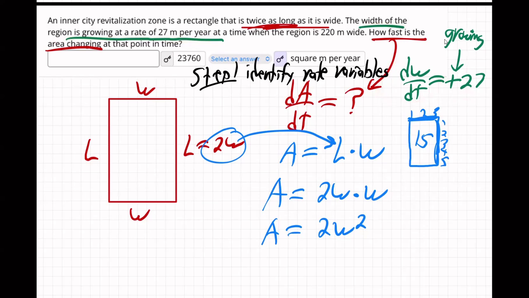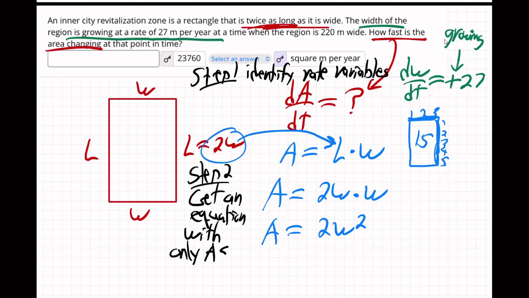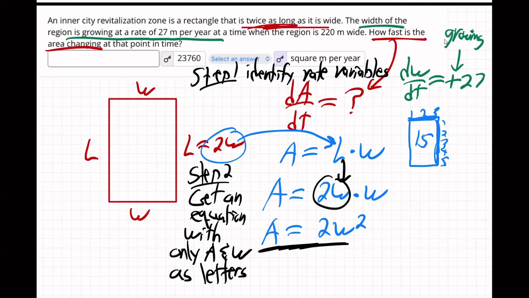So step two, get an equation with only A and W. Why? Because those are my two variables, A and W. So at first I had L times W, and I plugged in 2W for L. So now I have an equation with only A and W as letters. You can have other numbers and pi and stuff, but no other letters. So now that's step two.